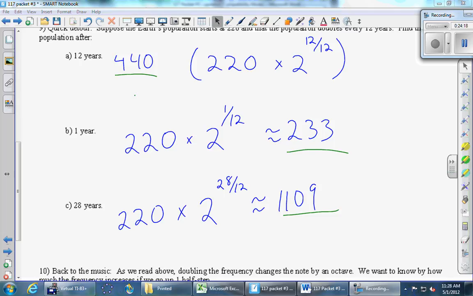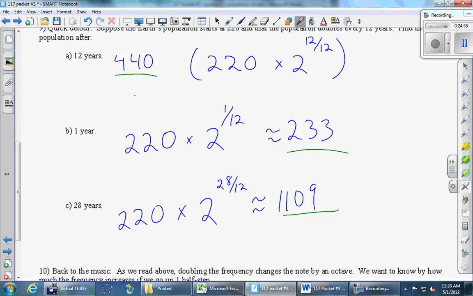But we had our formula, and the formula said you take your starting population, 220 in this case, times 2 because it's a doubling thing. Up here is the elapsed time, down here is the doubling time. Elapsed time over doubling time. 1 year, 12 years. Any questions about typing that in and getting 233, I mean? Okay. And then the same idea on the last one, but the elapsed time is now 28. And so we get a number much bigger, 1109. Okay?